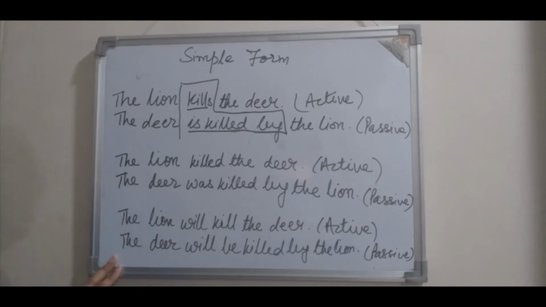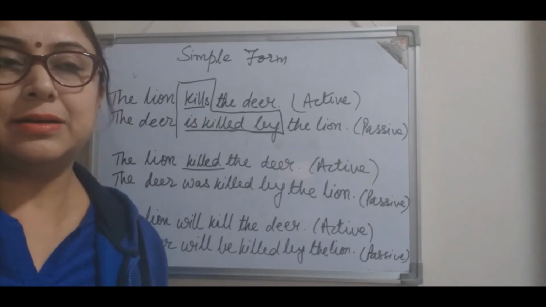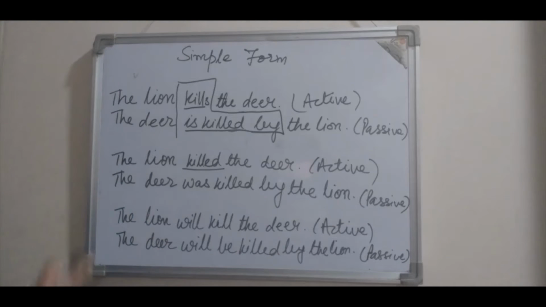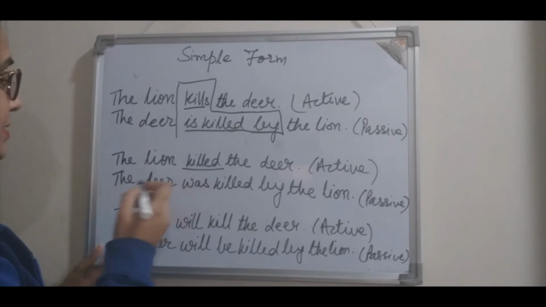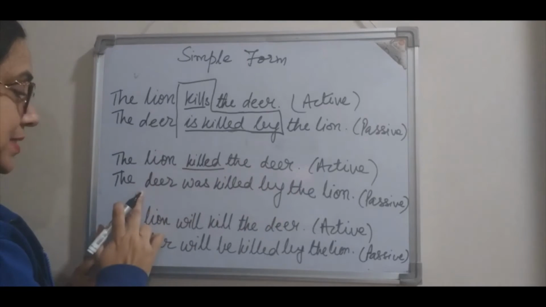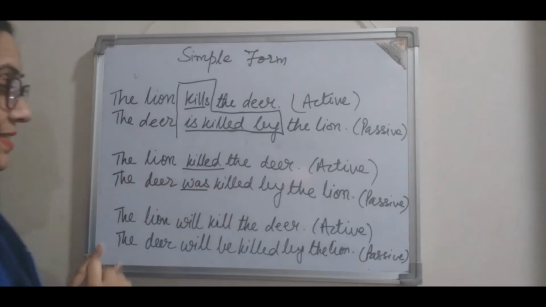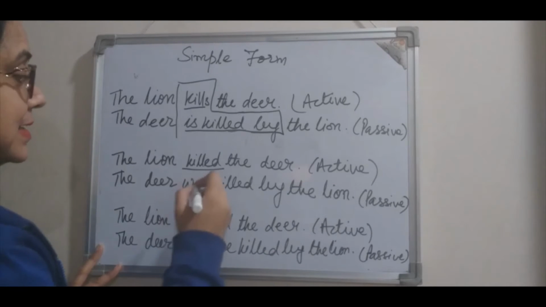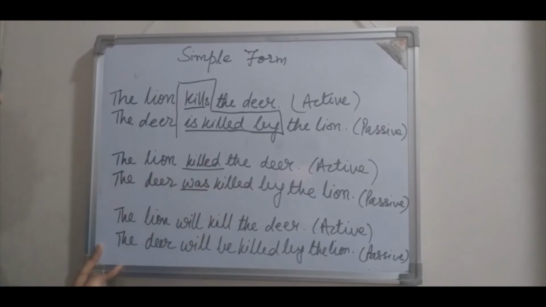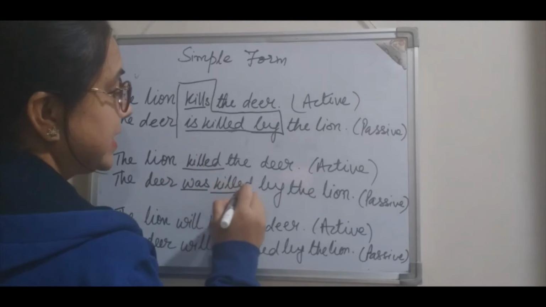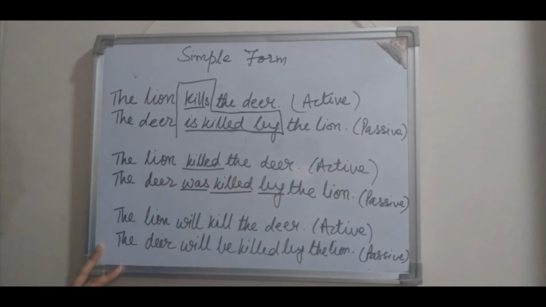Next, simple past form. The lion killed the deer. Here the verb is in simple past tense. I have kept the same sentence so that your recapitulation becomes easier. Fine? So when we change it into passive voice, it is the same process, the same rule. The object here becomes the subject and the subject here becomes the object over here. And apart from that, an auxiliary is added, that is, a helping verb is added as per tense, and since this is in past, the auxiliary will also be in past. Then the main verb takes the past participle form and the preposition by gets added.